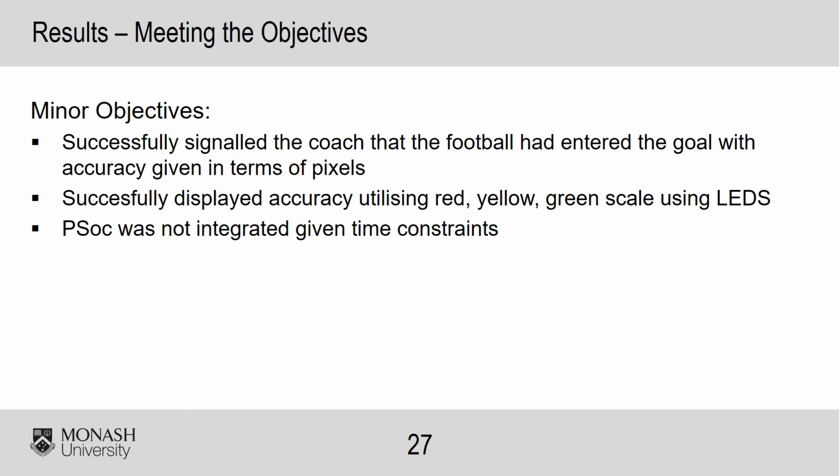In terms of the minor objectives, the device successfully signaled the coach that the football had entered the goal, with the accuracy given in terms of the Euclidean distance of pixels. It successfully displayed the accuracy using a red, yellow, and green scale via the LEDs. However, the PSOC was not integrated given time constraints.